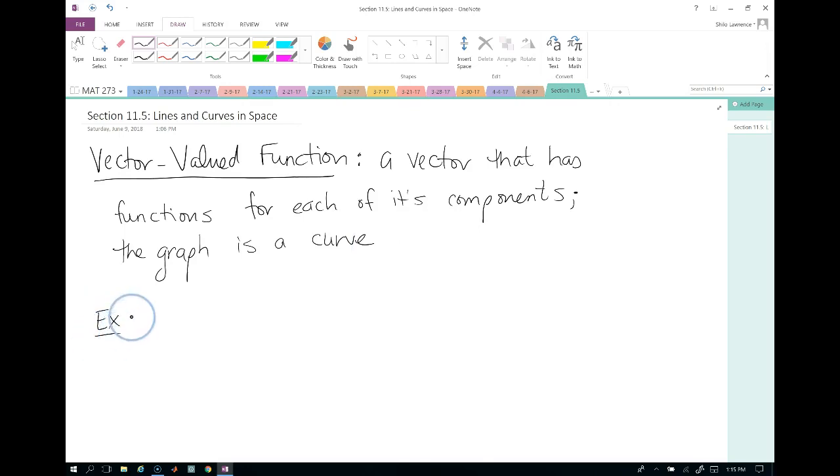So some examples of what these are going to look like. We're not going to do anything with them yet, but just to see what they're going to look like. R of t equals 5t, 12 minus t squared, e to the 2t. So it's the same vector format that we've been using before. We're used to seeing just constant values in these three components, but now they're going to be functions of t.